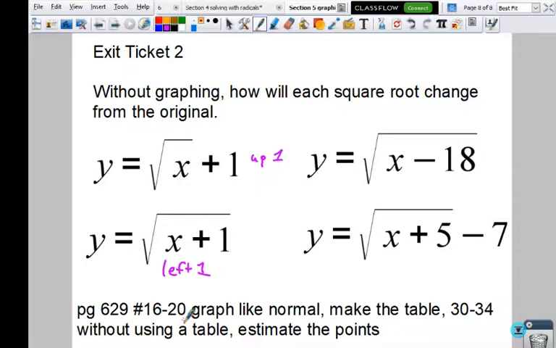What about this x minus 18 up here? It's going to go left or right? Right, 18. If it's minus or whatever, it goes right. And if it's plus, it goes left. That's when it's inside. The other one's gonna go up or down like normal. Outside is up or down. What about that last one? It's gonna go left 5 and down 7. Yep. So two things happen on this last one. It's gonna go left on the 5, and it's gonna go down 7. That's it.